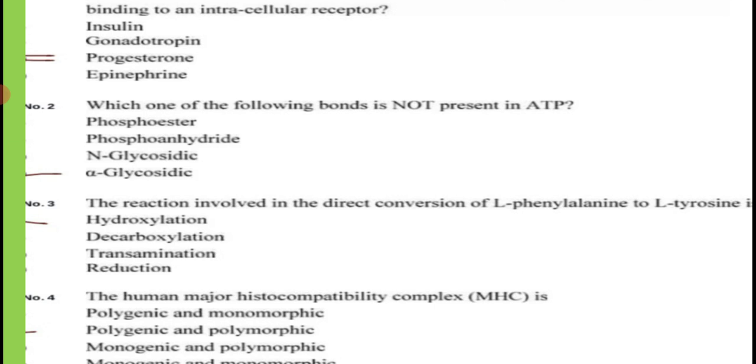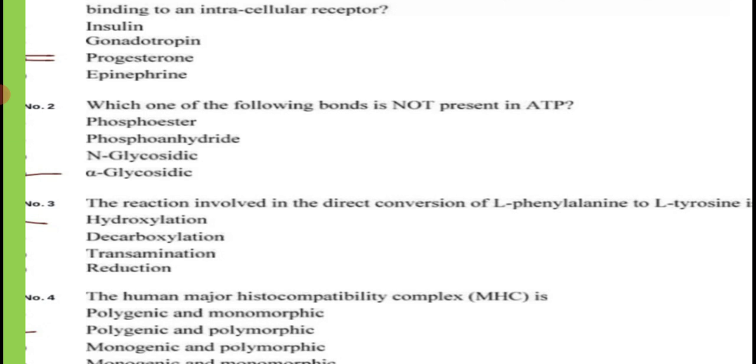But in ATP, there is no such evidence for an alpha glycosidic bond. Phosphodiester bond is there, phosphoanhydride bond is there, N-glycosidic bond is there, but alpha glycosidic bond is not present in ATP. So the answer is alpha glycosidic. The reaction involved in the direct conversion of L-phenylalanine to L-tyrosine is... The answer to this question is hydroxylation.